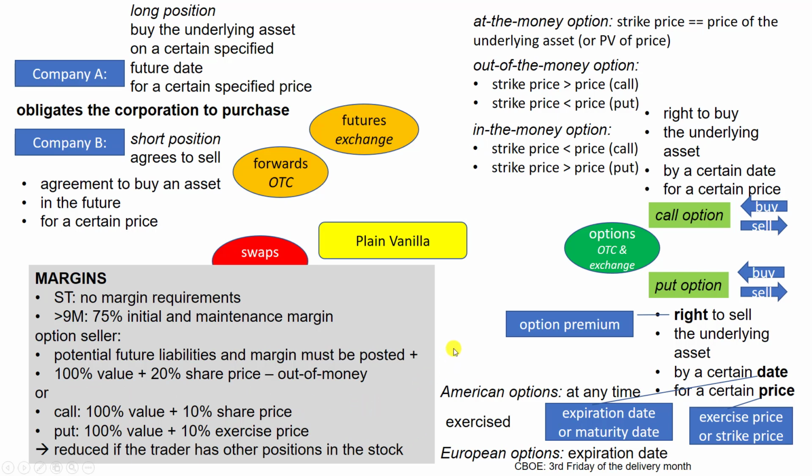So, and it can be reduced if the trader has other positions in the stock. So if you already have the shares in the background, then you don't have to do any of this. But if you have only cash, then you have to prove that you have some kind of position here.